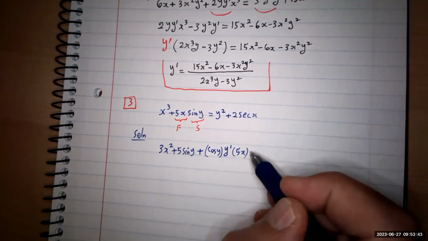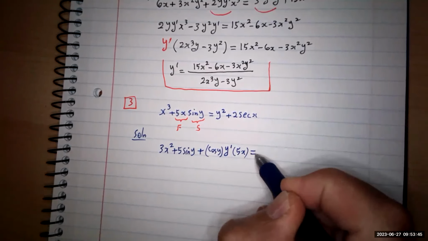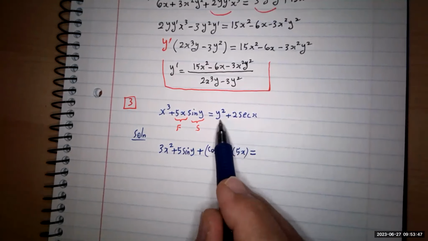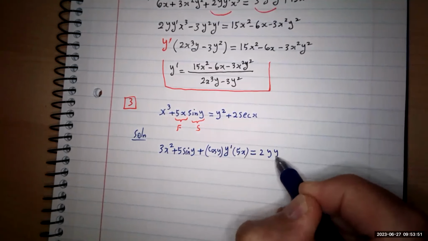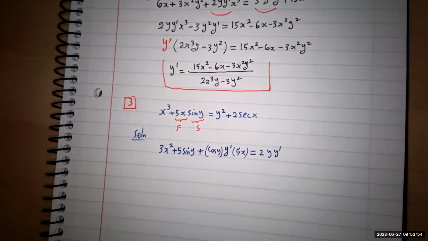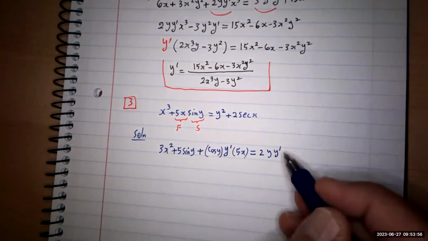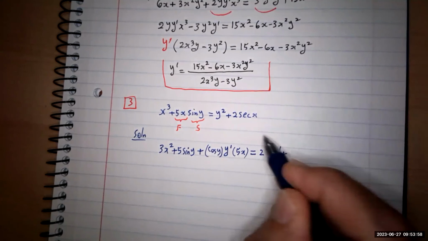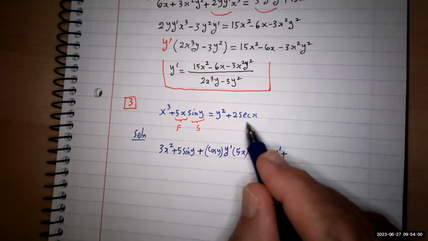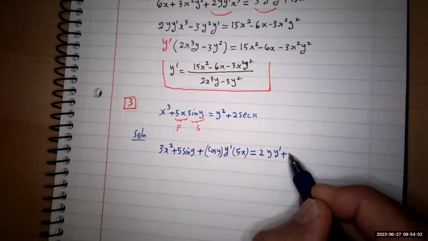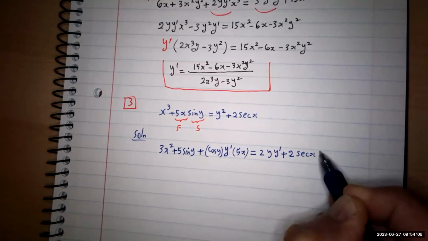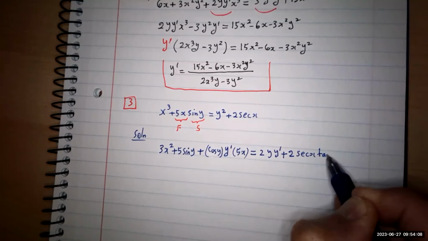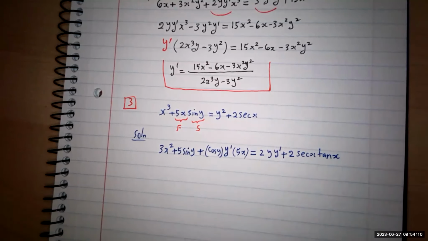Okay, going to the other side. On the other side, the y squared, remember chain rule? It's going to be 2y times y prime. Okay, that's going to be the case. And the plus 2 secant x, you don't need the chain rule. So it's going to be 2 times the derivative of secant, which is going to be secant x tangent x. Okay, so we differentiate both sides.